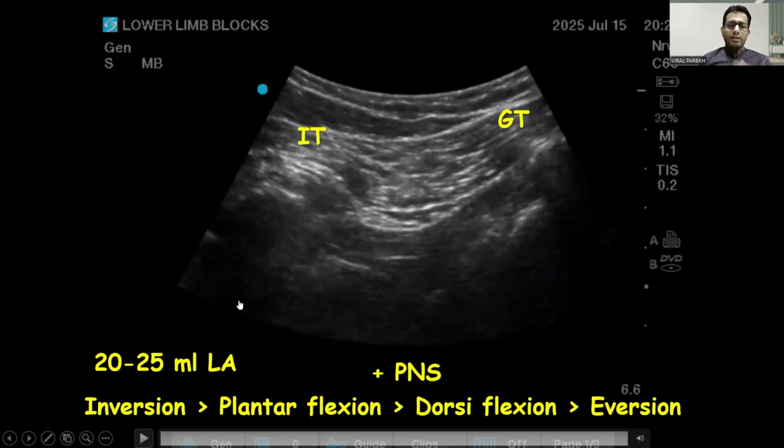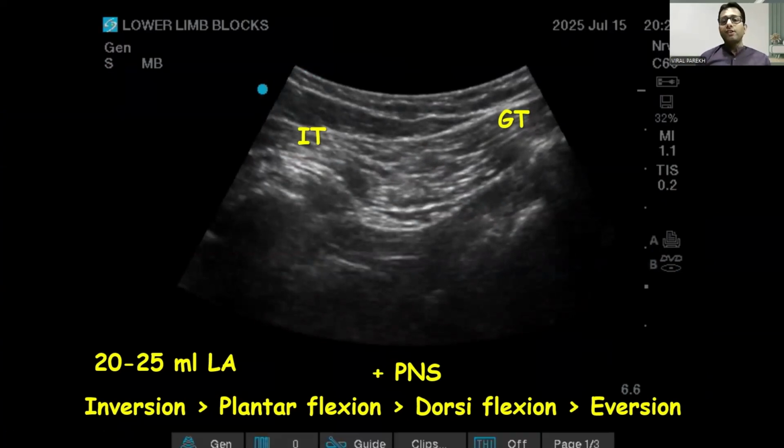So as I mentioned, we need to use the PNS. At this level, if we are looking for the evoked motor response, the inversion response is the most desirable response, because all of us know the inversion response is mainly because of the tibialis anterior and the tibialis posterior. The tibialis posterior is supplied by the tibial nerve and the tibialis anterior is supplied by the common peroneal nerve. So by getting an inversion response, there are definitely higher chances of blocking both the components as compared to the eversion and the dorsiflexion, because the eversion is mainly because of the peroneus longus and the peroneus brevis, both of which are supplied by the common peroneal nerve.